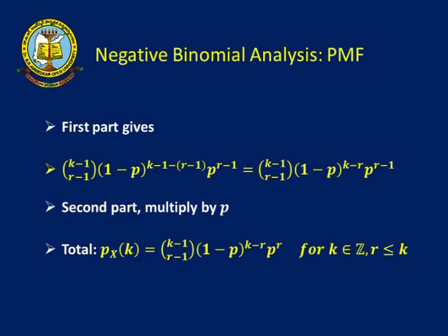So see here, all of you: k minus 1, r minus 1, that is, we can write k minus 1 C r minus 1, combination of r minus 1. Already I told the formula: n plus r minus 1 C r, n minus 1. The condition we are taking is (1 minus p) whole power k minus 1 minus (r minus 1) into p to the power r minus 1.